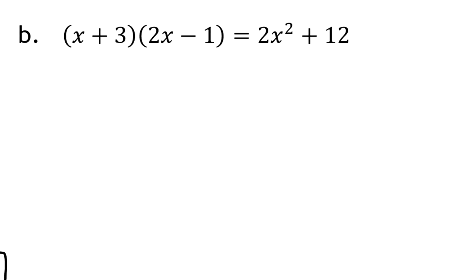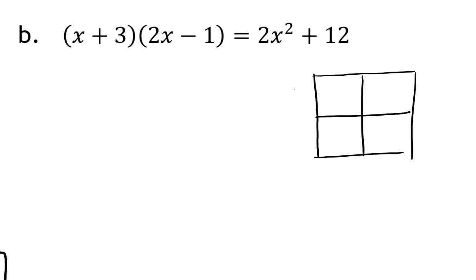Part B, I have this binomial, x plus 3 times 2x minus 1, and I think it's early enough in the year that I'm going to go ahead and use an area model to do that multiplication. So I am multiplying an x and a positive 3, and I'm also multiplying a 2x minus 1. And if I look at the values that go into each of these, in the upper left hand corner I have 2x squared. That's what I get when I multiply x times 2x.